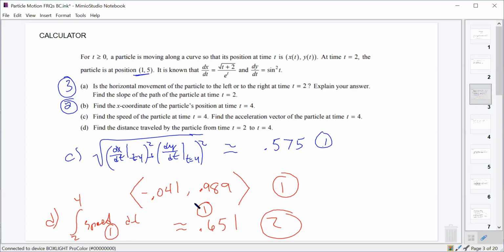Everybody good with that particle question? Yes? Any questions on that one that we were finishing up?